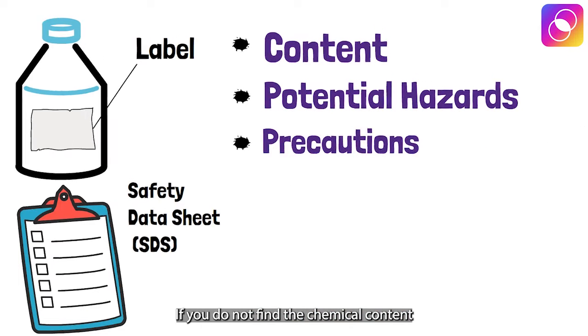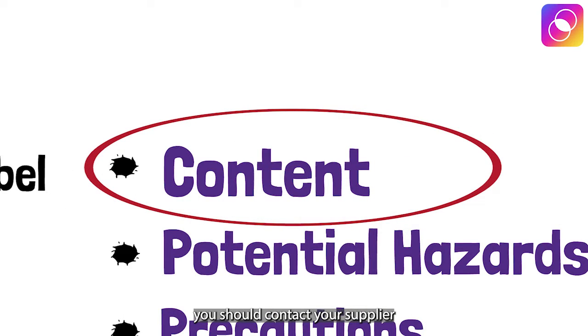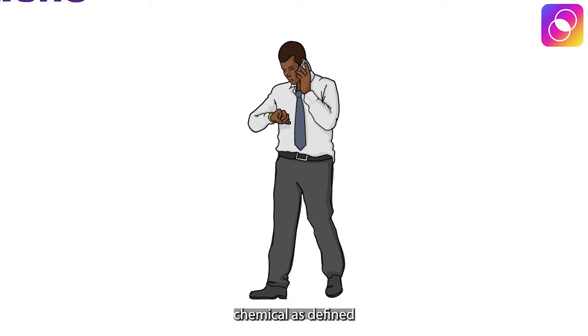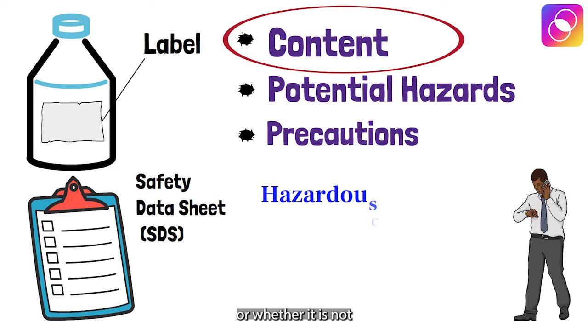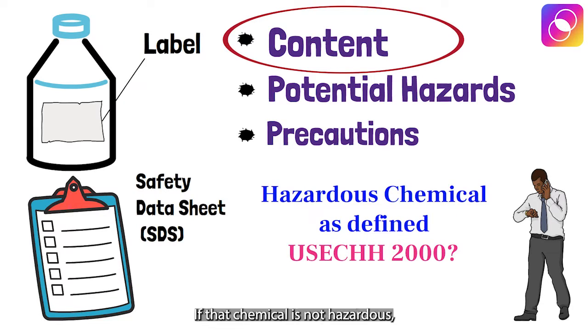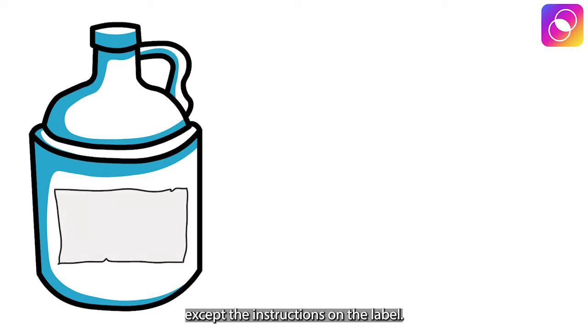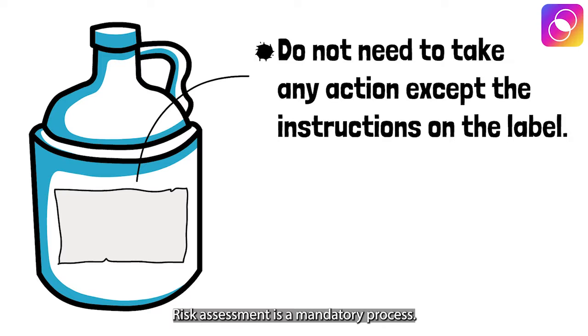If you do not find the chemical content in both of these documents, you should contact your supplier to determine whether it is a hazardous chemical as defined in the USECHH Regulations 2000 or whether it is not a hazardous chemical. If the chemical is not hazardous, then you do not need to take any action except follow the instructions on the label. However, for hazardous chemicals, risk assessment is a mandatory process.